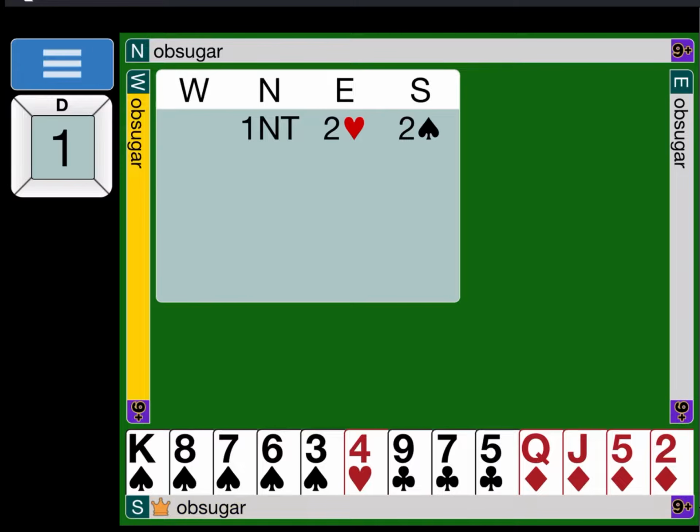Yes, you do have to alert the 2 spades. It's an artificial bid. Actually, it's a natural bid, but you have to, because you're playing Lebensohl, you have to do it.